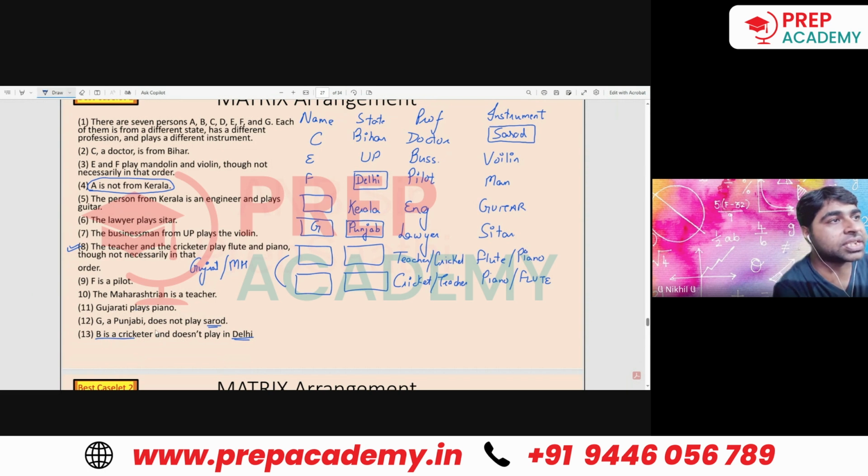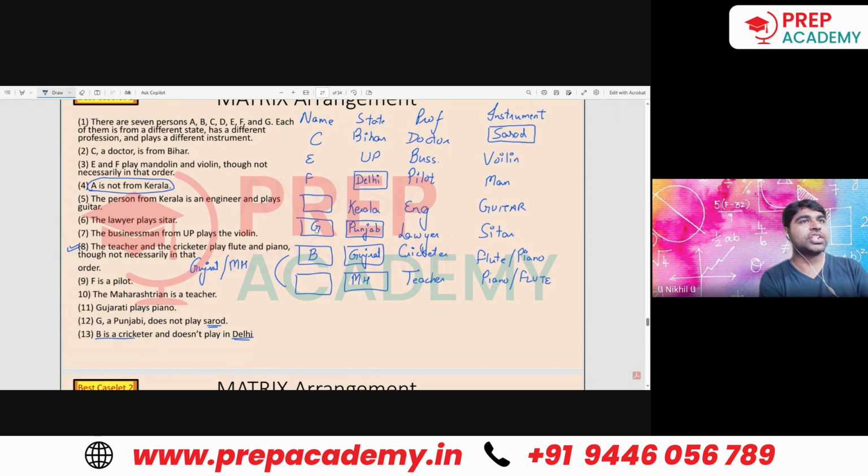And Maharashtra is a teacher. So we do know the profession now, right? So instead of actually putting it like this, we can frame it that B is a person who is a cricketer, and the Maharashtrian is a teacher. So that means teacher will come here only, the only place which is left, and this person has to be from Maharashtra. So if he's from Maharashtra, this person has to be from Gujarat.